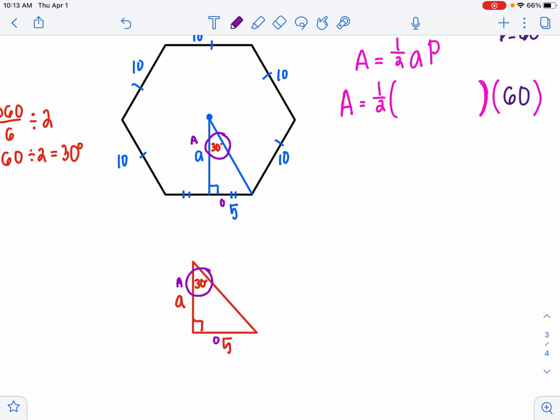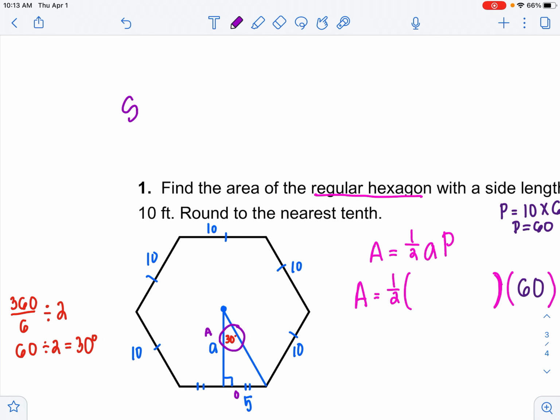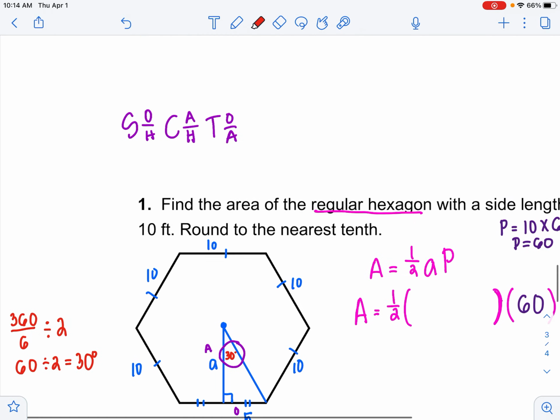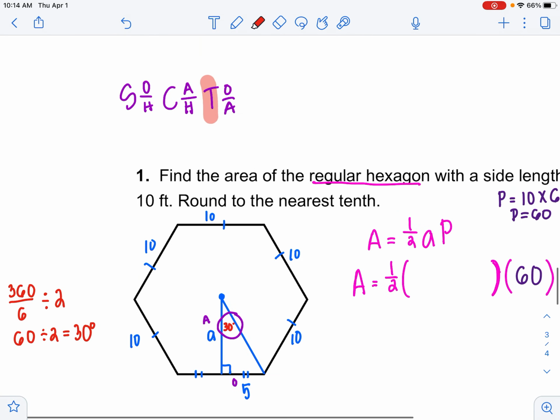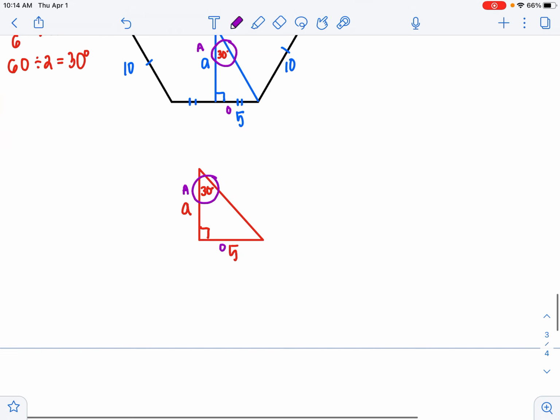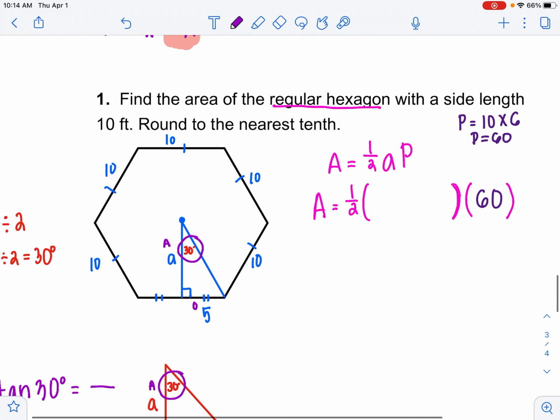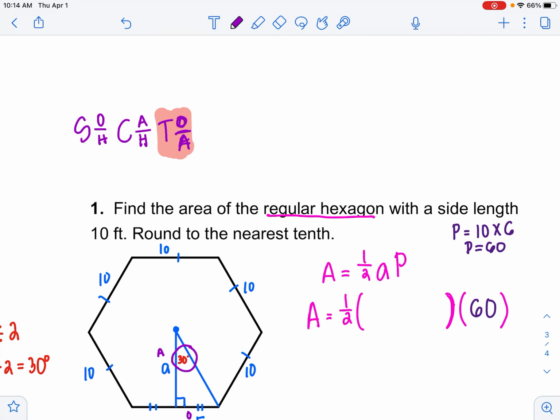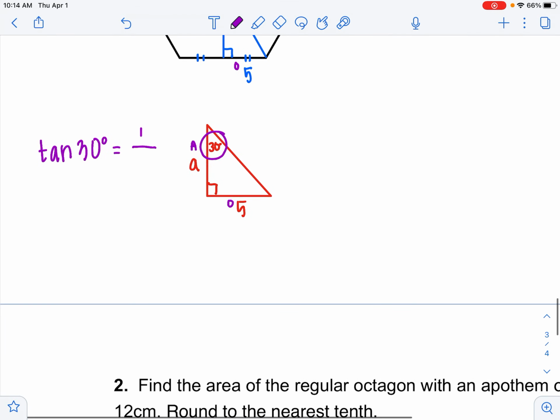All right, which trig function uses O and A? Let's write down SOHCAHTOA so that we can remind ourselves. SOHCAHTOA. I'm also going to copy this so that I can use it later if I need it. All right, so I need O and A. That would be tangent. So I'm going to use tangent to solve for A. So I'm going to do tangent of my angle, which is 30 degrees, is equal to, and then remember, it's O over A. So make sure you're doing that. O is 5, A is A.